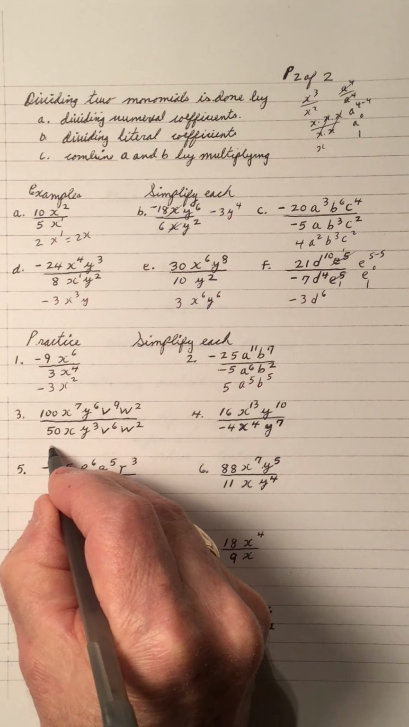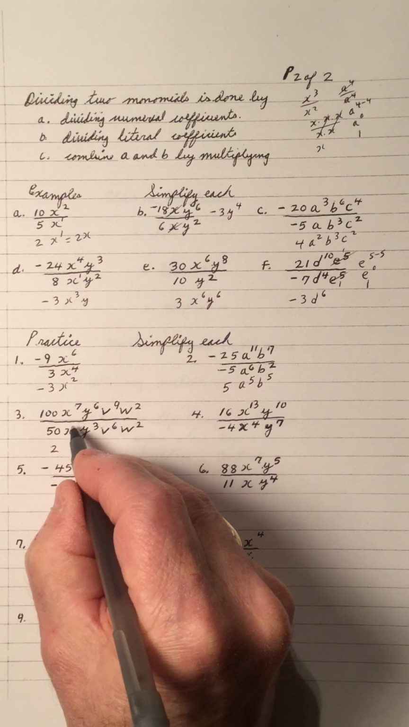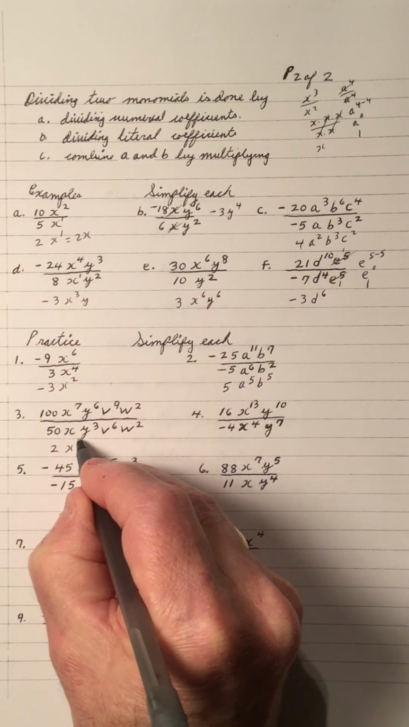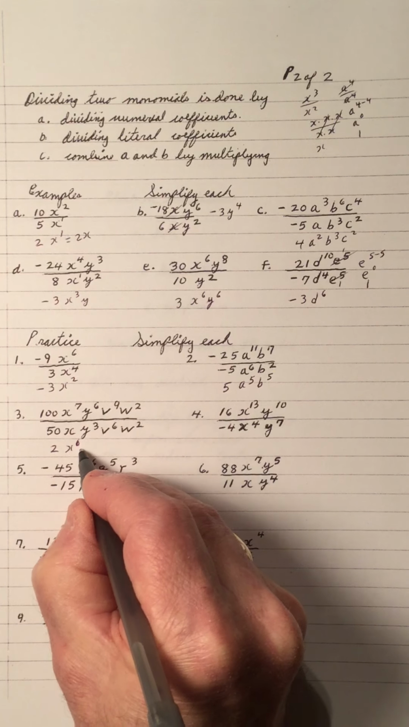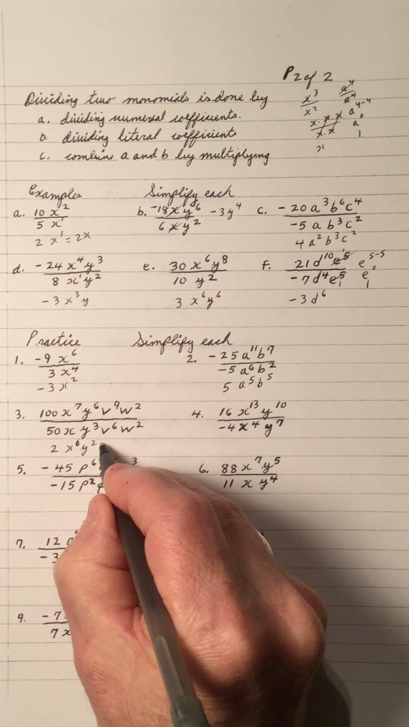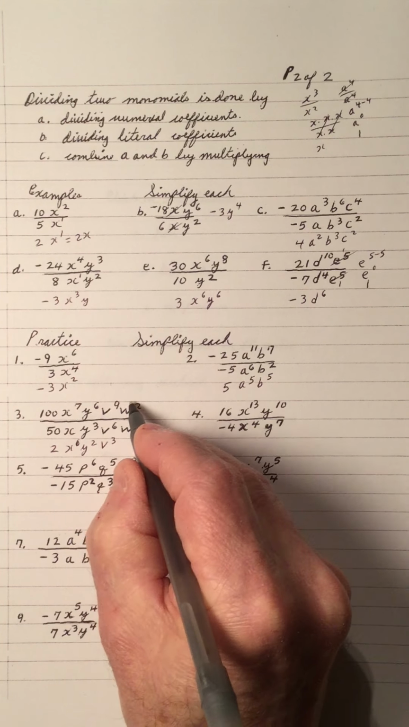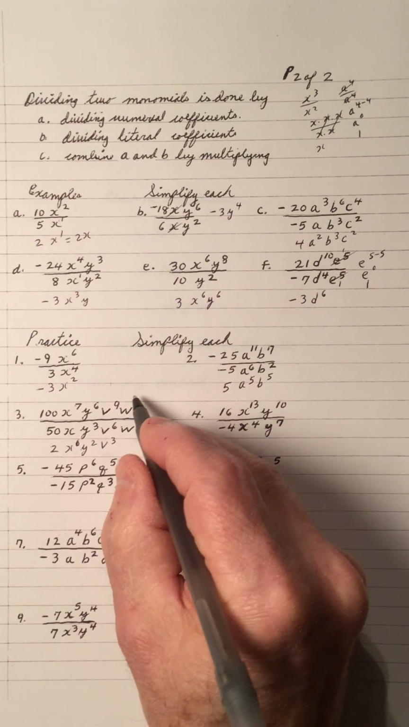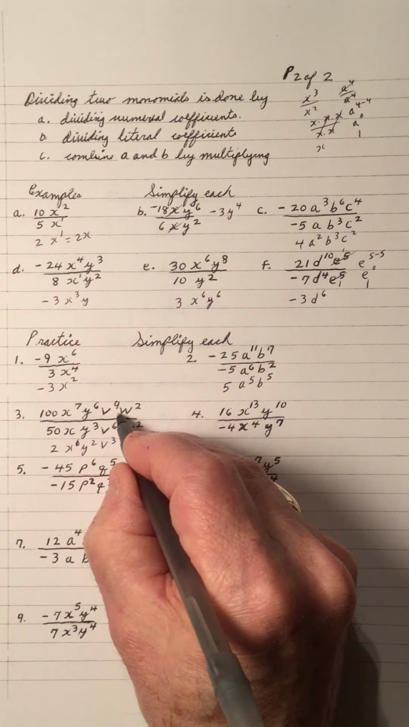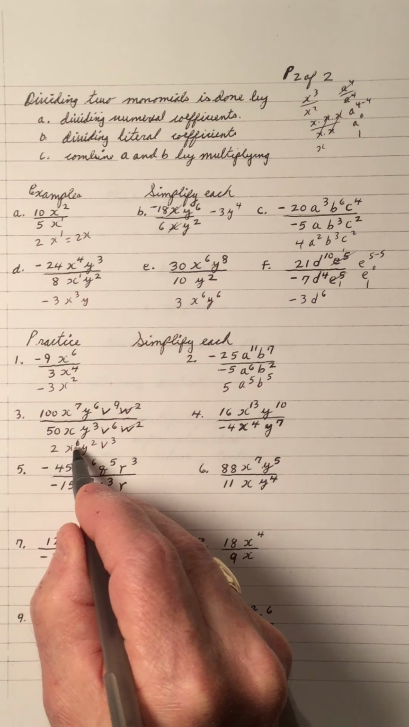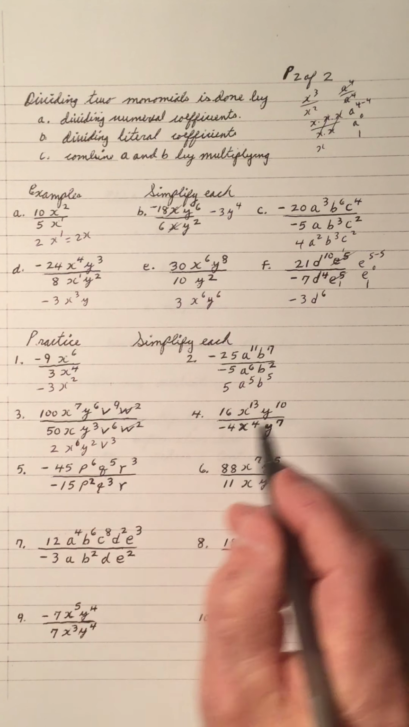100 divided by 50 is 2. And 7 subtract 1 is 6. 6 subtract 3 is 2. For v, I got 9 and 6, so 3 extra on the top. We subtract. And the w squared and w squared cancel out. So the answer is 2 x to the 6th y squared v cubed.